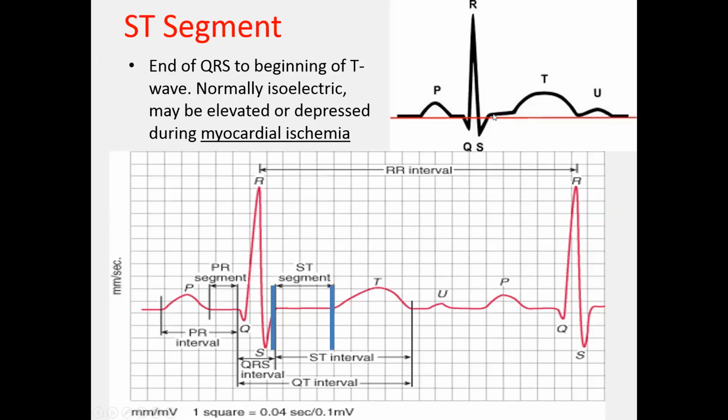The ST segment will tell us nothing about the rhythm, but will tell us about what? Perfusion of the heart, right? We're looking to see that it's isoelectric. It may be elevated or depressed if we have myocardial ischemia. So this ST segment should be isoelectric, should be about the same level as that.